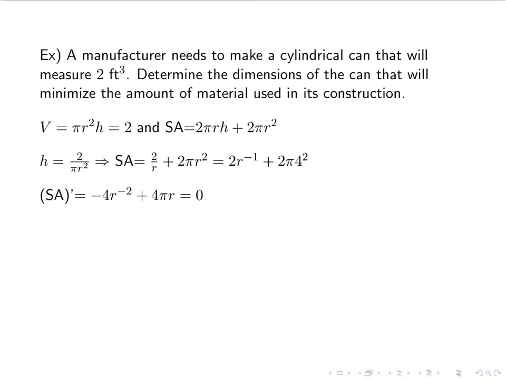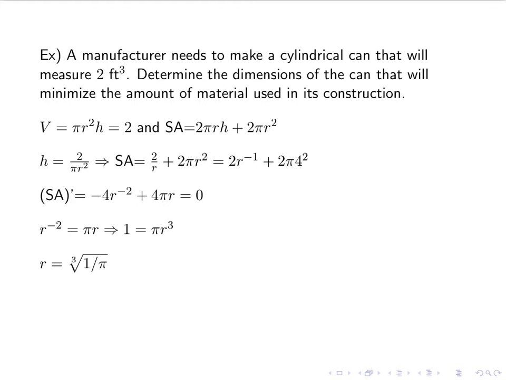I'm going to set it equal to 0 because I want the critical points. So r to the negative 2 will equal pi r. I'm going to cancel the common factors and bring this over. Okay, so r to the negative 2 equals pi r. Then I'm going to multiply both sides by r squared, because remember, r to the negative 2 is 1 over r squared. Whenever what we want is in the denominator, we have to multiply it over.